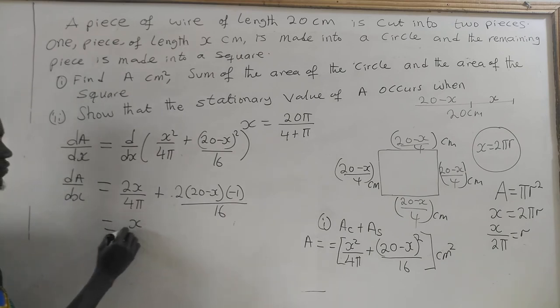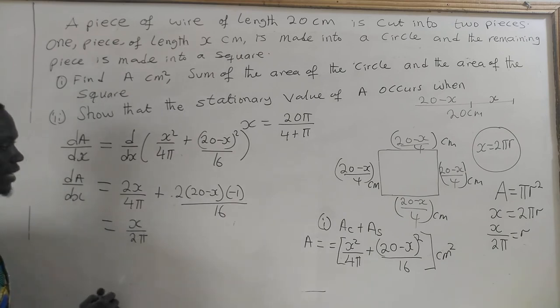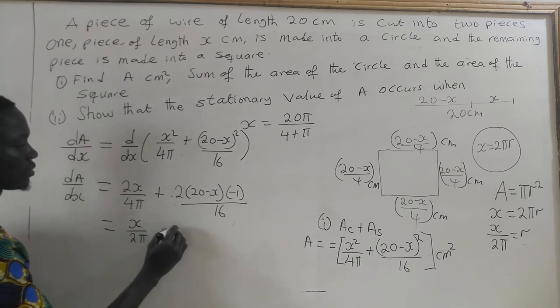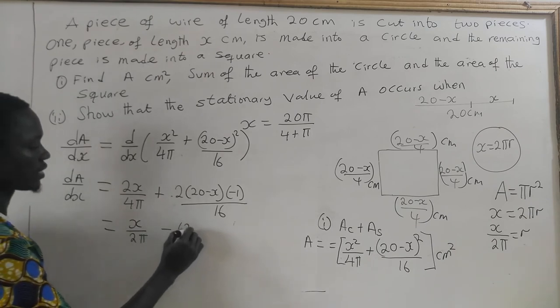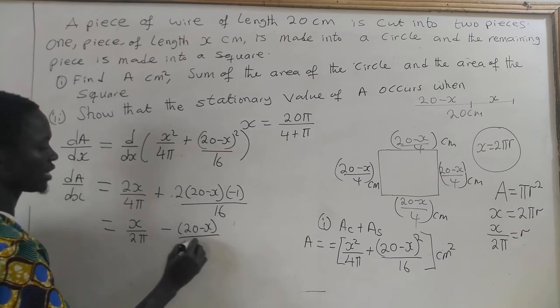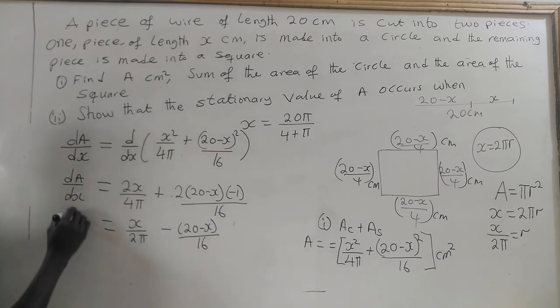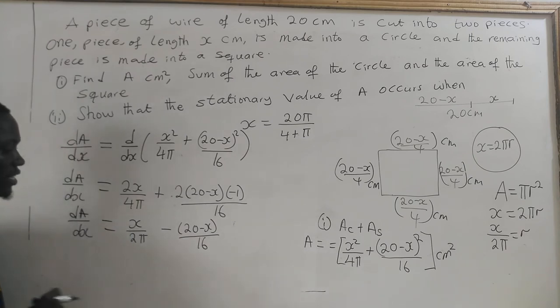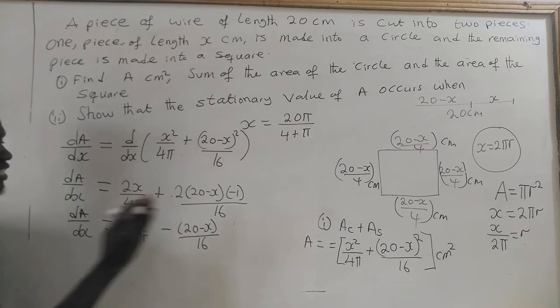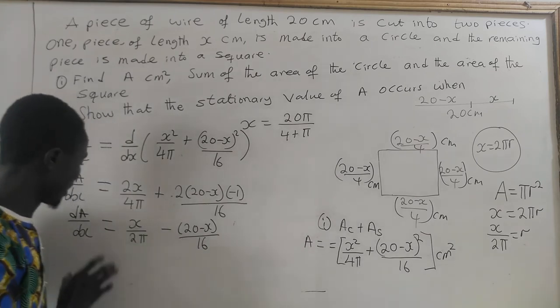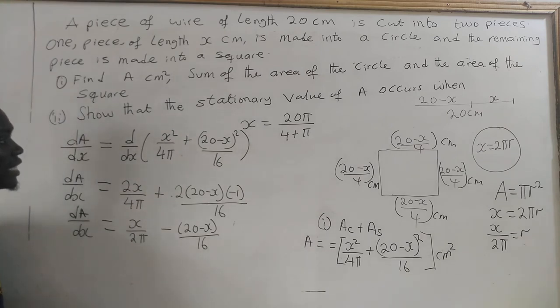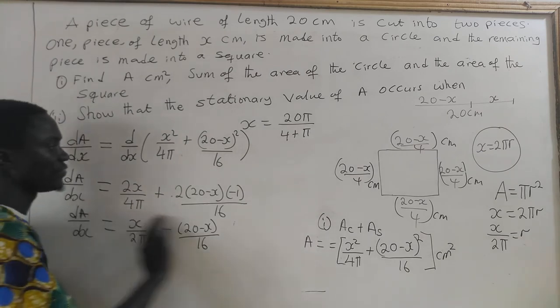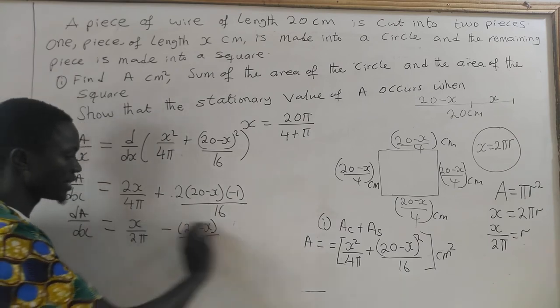Now we have x divided by 2 pi minus, into bracket, 20 minus x divided by 16 equal to the derivative of A with respect to x. Very simple as that. So let's simplify this. Let's leave it here. So this is the first derivative. Now at the stationary point, the first derivative is equal to 0. So let's equate this to 0.